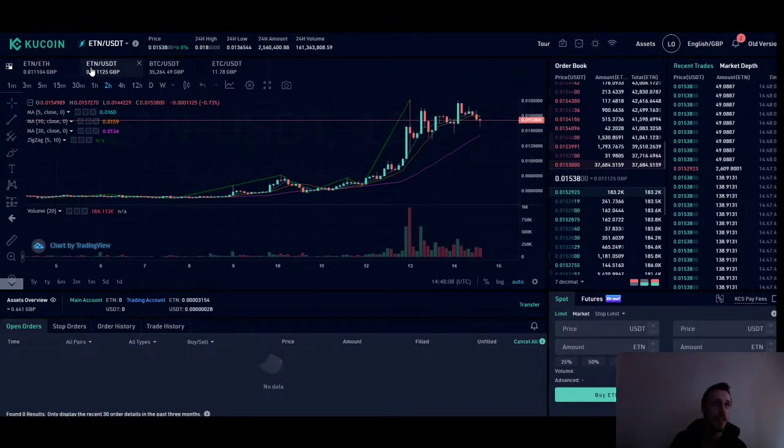The ticker for this one is ETN. You can do this one over a lot of different trading pairs. Definitely one you want to be getting onto. Guys, do not miss it. It is one of the best ones.